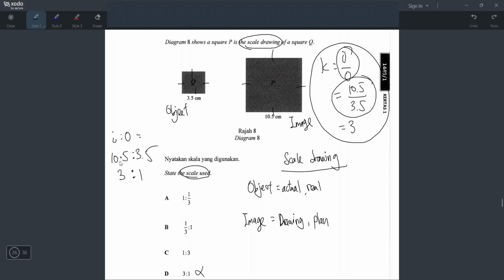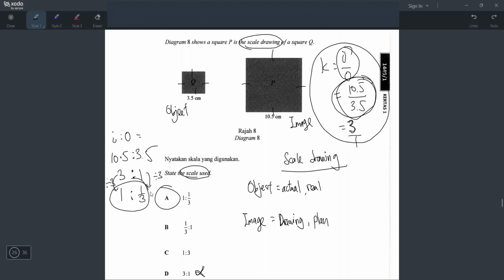But you cannot circle D because, let me explain like that. Ratio is actually the same as fraction. A fraction can actually convert to ratio. So if I say 10.5 over 3.5, it's the same as 10.5 ratio 3.5. If I say 3 over 1, it means 3 ratio 1. But you cannot circle D because in scale drawing, the front number is always 1. It has to be always 1. So how does 3 become 1? Have to divide by 3, right? So this also has to divide by 3. So this will be 1 over 3. So the scale drawing used is A. That's why A is the answer.